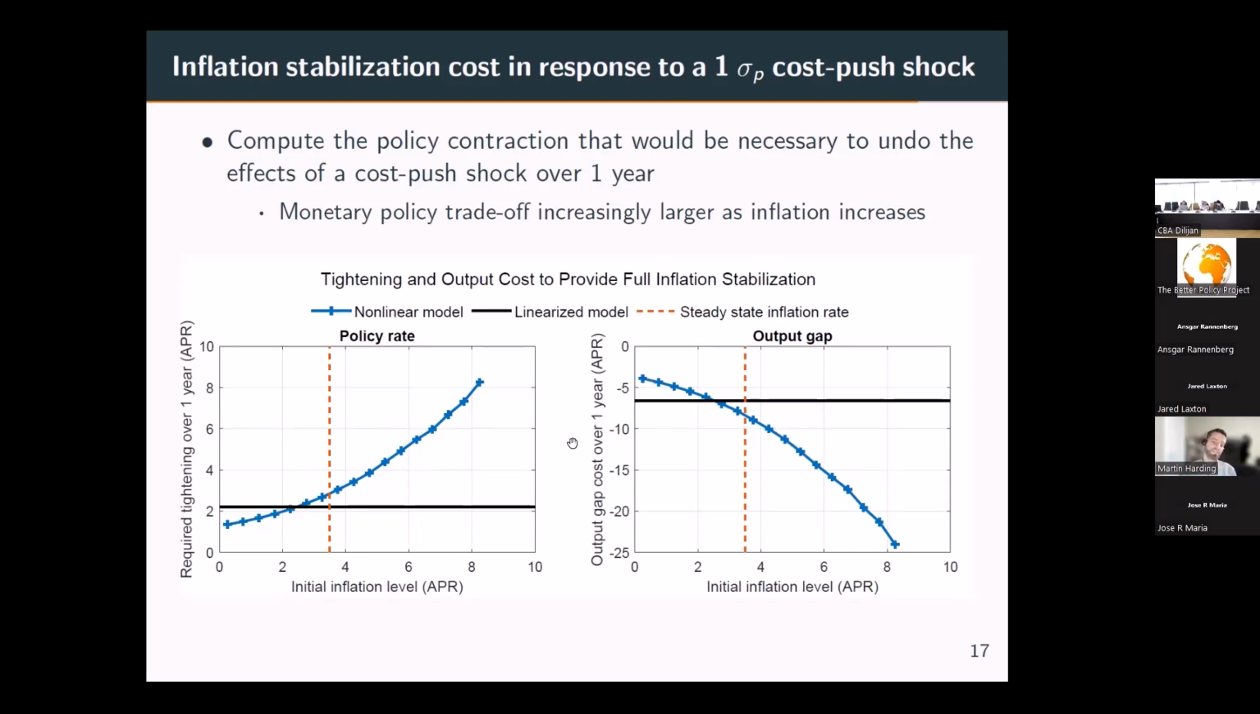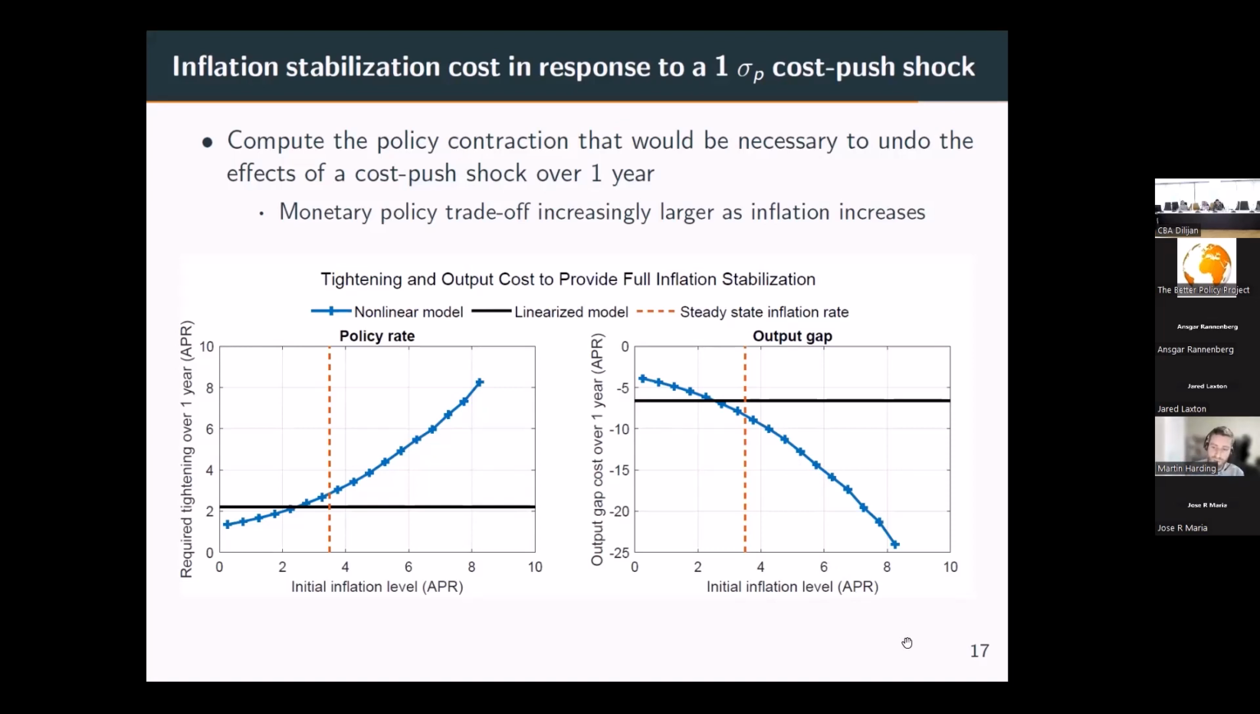So this is the sense in which the policy trade-off for the central bank is amplified, in the sense that to undo the effect of a given size cost shock, you are going to need more tightening when inflation is high, and this is going to be associated with larger drops in output.